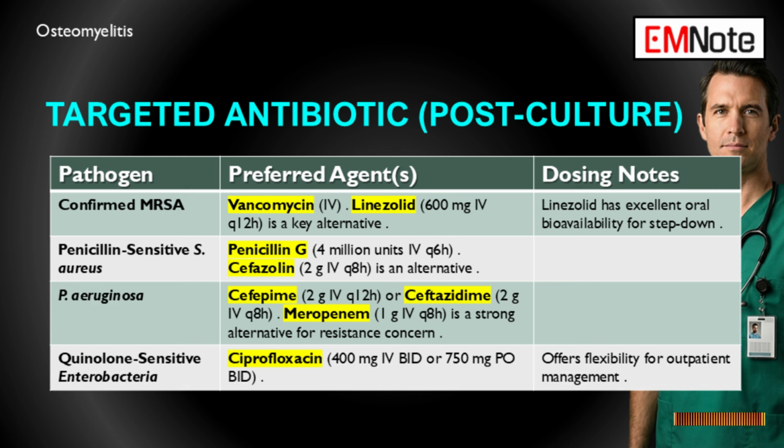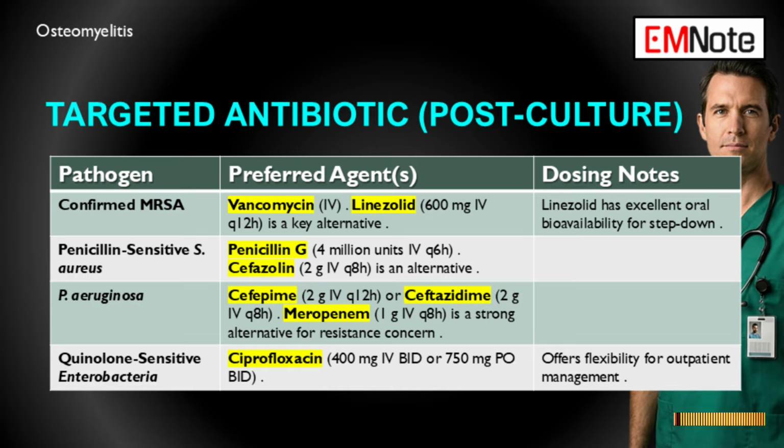And what if we isolate the challenging gram-negative Pseudomonas aeruginosa? The treatment of choice there is usually an anti-pseudomonal beta-lactam. So cefepime, 2 grams intravenously every 12 hours, or ceftazidime, 2 grams intravenously every 8 hours. Meropenem, 1 gram IV every 8 hours, is a really strong alternative, especially if you're worried about resistance.